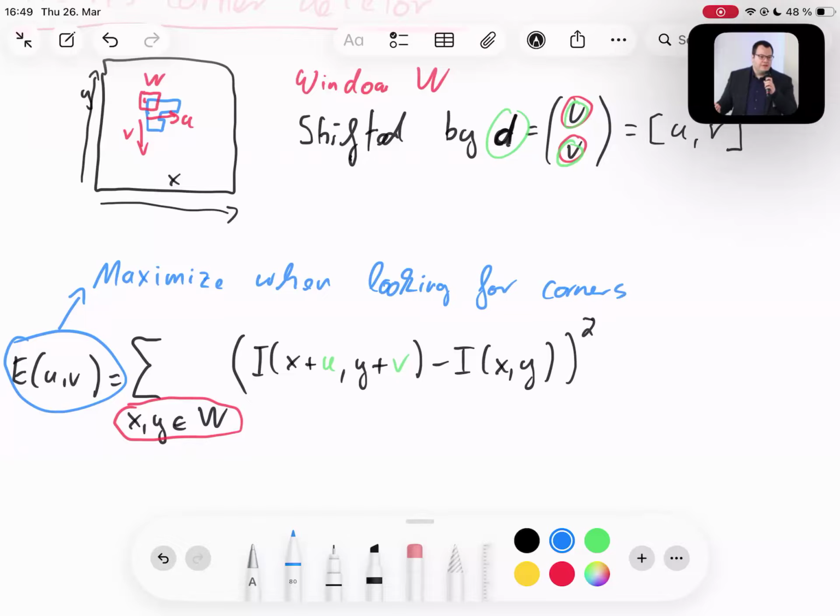Now we need a little bit of extra math in order to do the next steps. Who of you is familiar with the Taylor expansion or Taylor series? If this is something that you remember, send a thumbs up. If you don't remember, send a thumbs down.